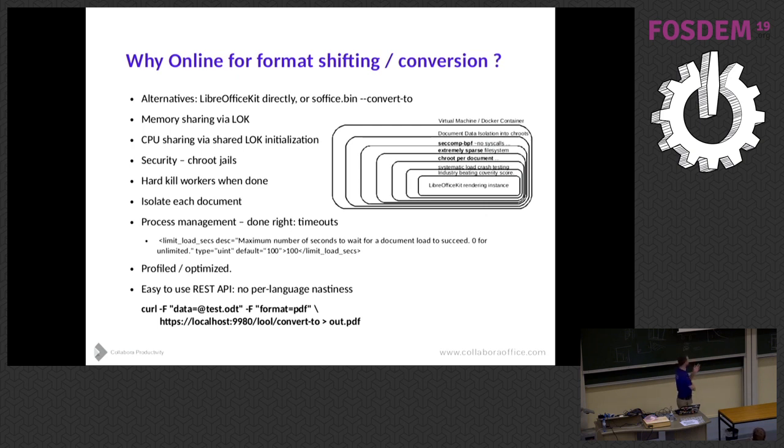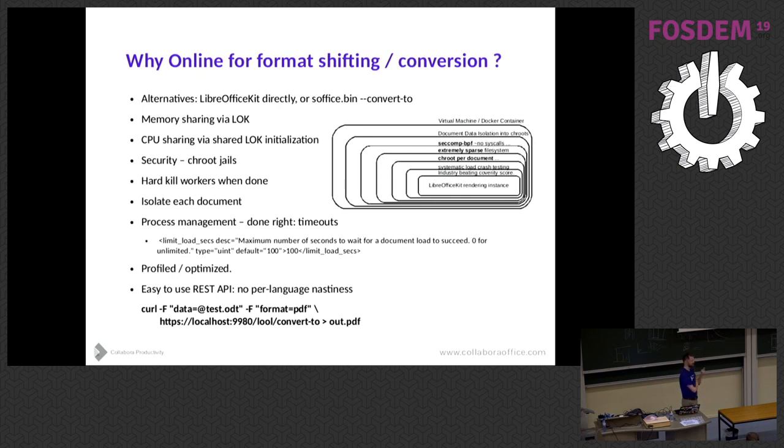So at the moment, many people use LibreOffice kit directly through small helpers, or they use soffice directly with the convert-to switch. But there are a number of significant advantages to using online. I mean, the memory sharing is really very significant for performance when it reduces your memory footprint.